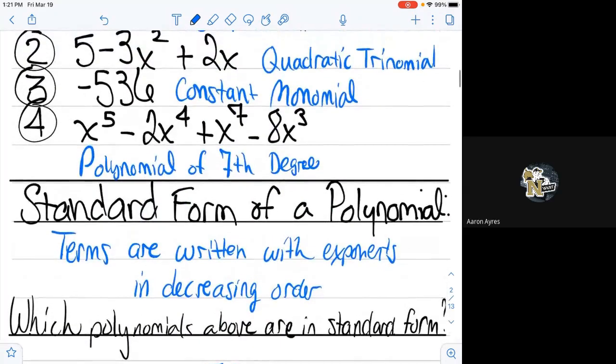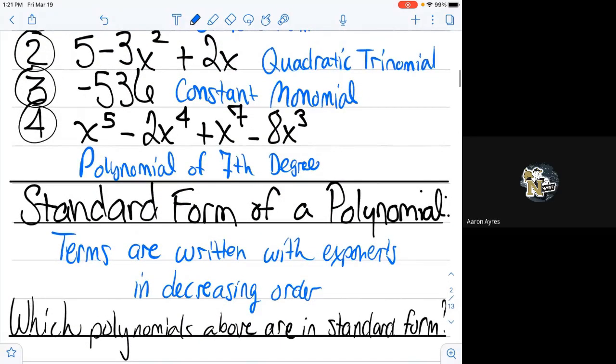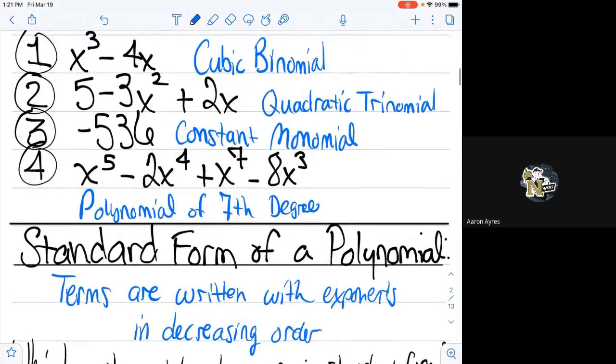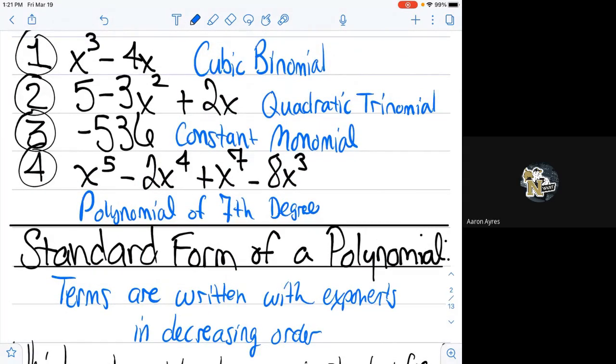Take a picture here. Okay, and then we're going to go back to these right up here, and you're going to show me which ones are in standard form, based upon the definition. Okay. Does everybody understand what it means by decreasing order? You start with your highest, determine the highest exponent, and work your way down until you have no exponent. Okay? So show me on your thumb. All right? Yes or no?